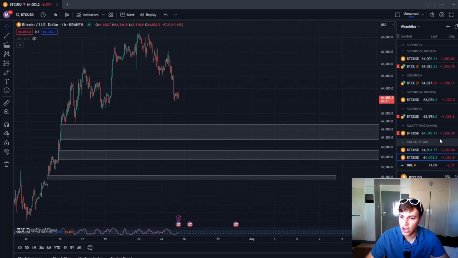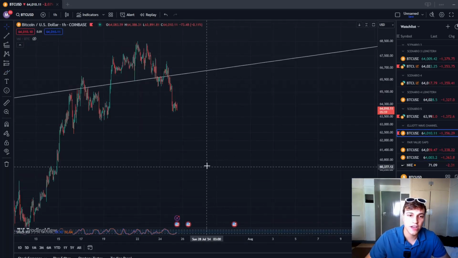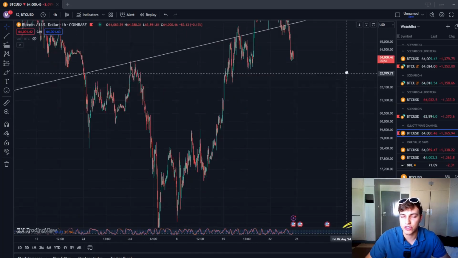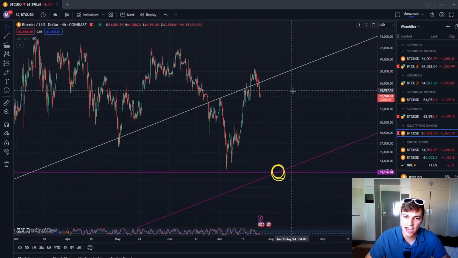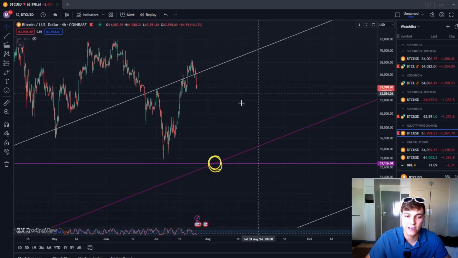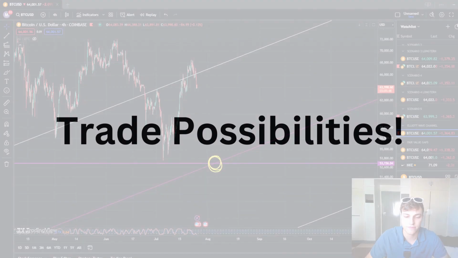Now on an Elliott Wave side, we are now back into the channel, as you can see here on the 4-hourly time frame, back into this channel, and at some point I do expect us to hit this middle line.